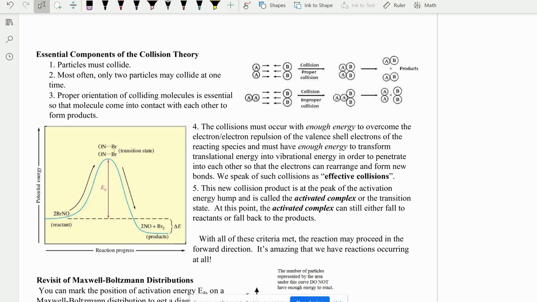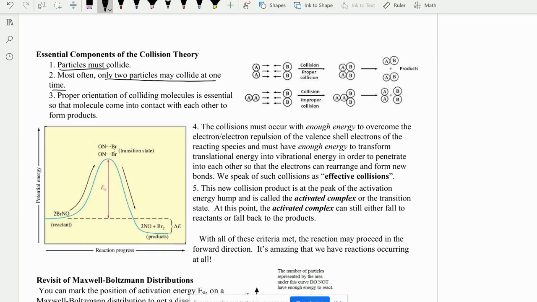Now let's take a look at what we just learned about collision theory in the previous page. There are some essential components that you need to know to give you a more comprehensive understanding of this theory. Number one, particles have to collide. Second, most often, only two particles may collide at one time. Third, with proper orientation. Once that happens, you get contact with each other, and hopefully we get some products forming.